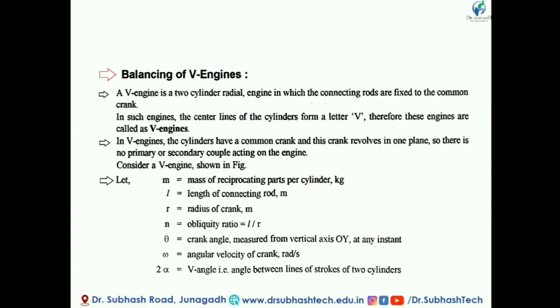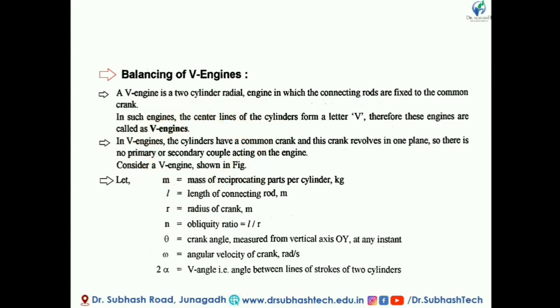In a V engine, the cylinders have a common crank, and this crank revolves in one plane. So there is no primary and secondary couple. In a V engine, there is no presence of primary and secondary couple, so only primary and secondary forces are there.